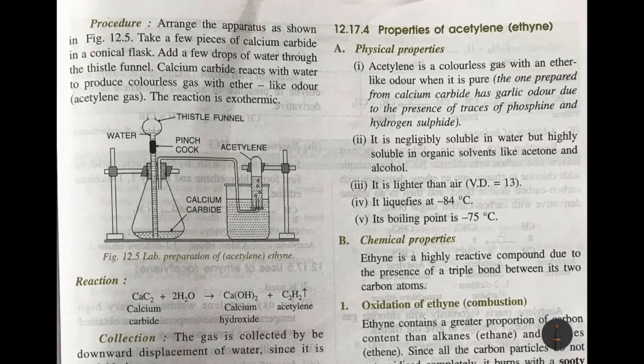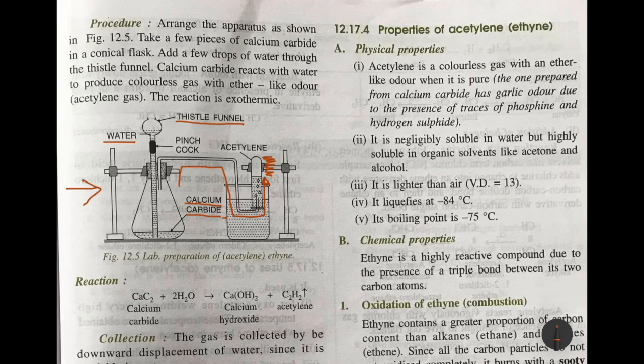Moving on to the laboratory preparation of acetylene, you can see the apparatus here. You arrange the apparatus in this way. In a conical flask, you take calcium carbide and through a thistle funnel, you pour water dropwise over the calcium carbide. Then there is a bent delivery tube leading over a gas jar which is inverted over water. In the beginning, this gas jar is full of water.